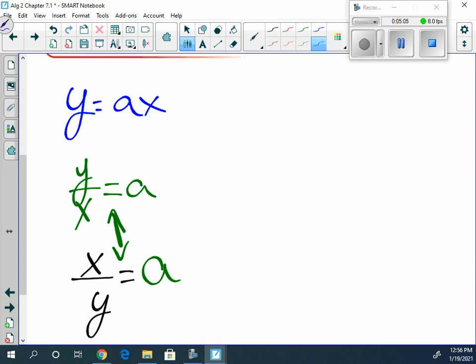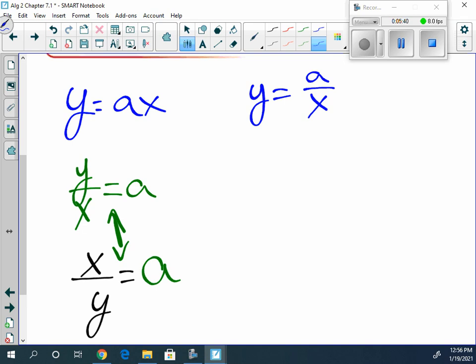Now, inverse variation is saying y is equal to a over x. So if direct variation says one increases, the other increases, or if one decreases, the other decreases, what do we think about inverse variation? What's happening there? Yes, as one increases, the other decreases. They're going opposite directions. Inverse variation.